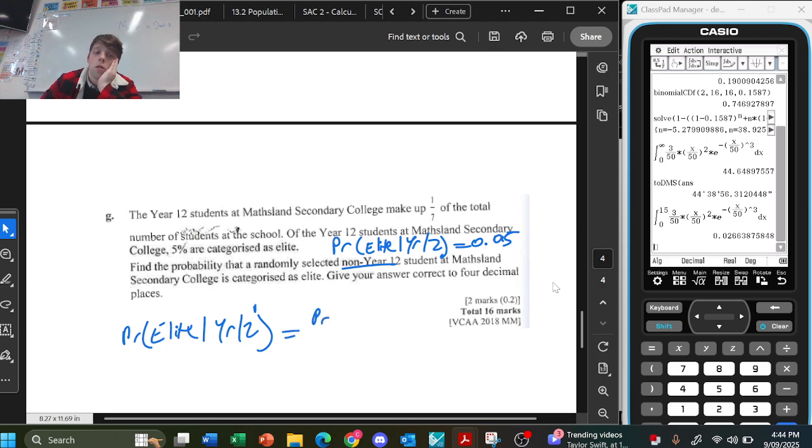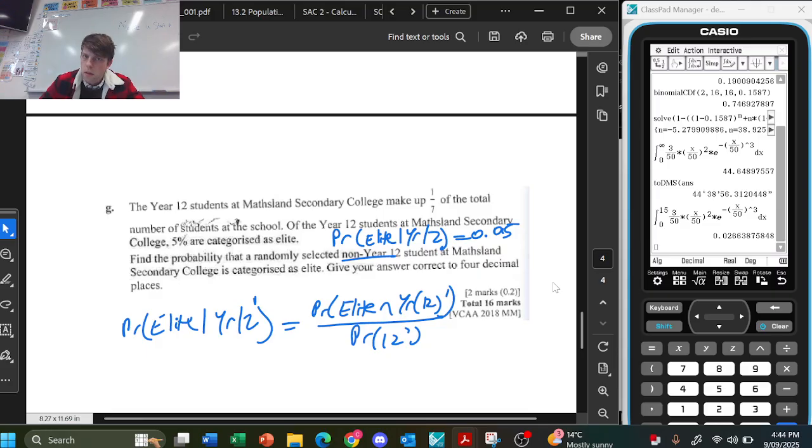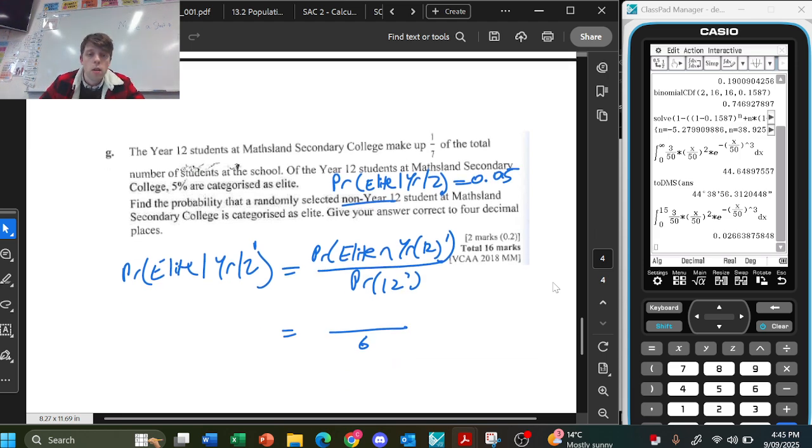Yes, like that. So to set that up, we need to know the probability that they're elite and that they're not in year 12, and divide that by the probability that they are not in year 12. Okay, so let's have a think about filling in each of these probabilities. The probability that they're not in year 12 should be fairly easy to get. If we know that the total number of students in year 12 is 1/7 of the overall population, the probability that they are not in year 12 is going to be 6/7 of the total population.